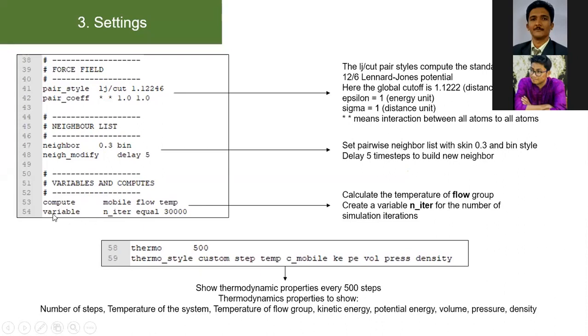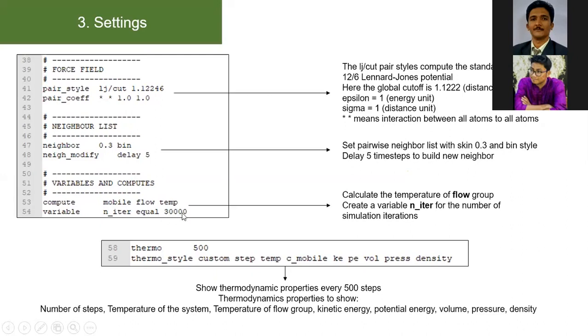And then I'm also defining a variable. The variable is the same as in any programming language: niter equals 30,000. So niter means I'll be using this variable later for the run command.